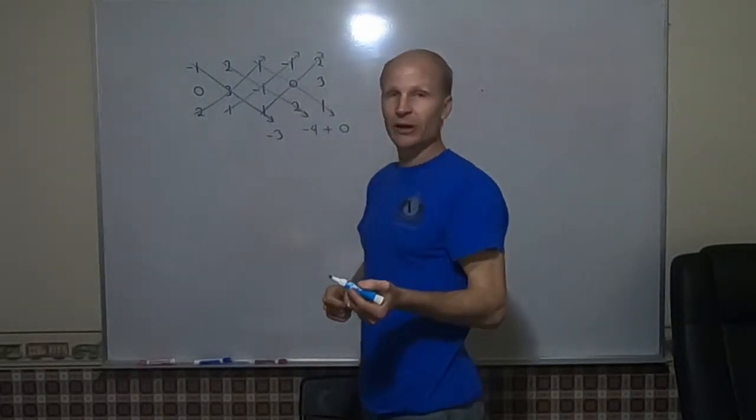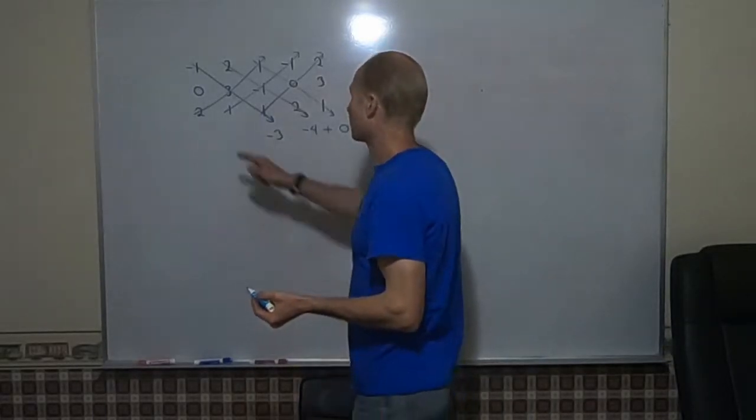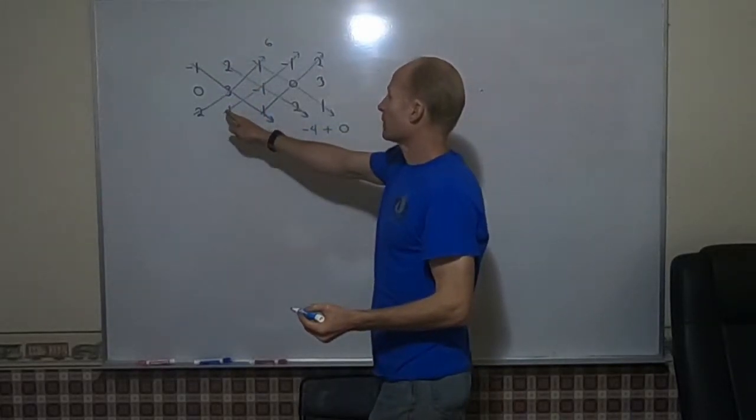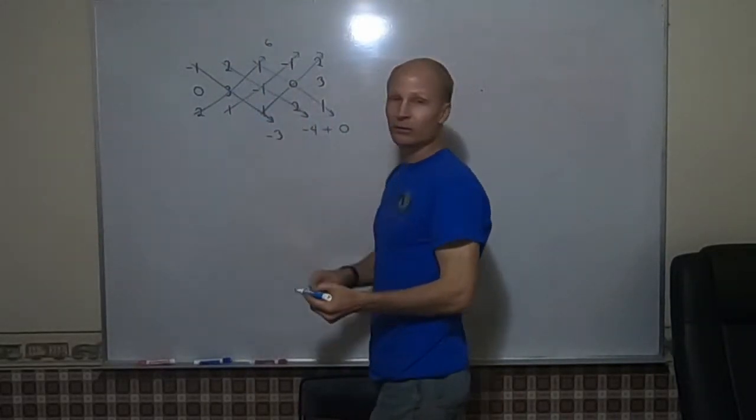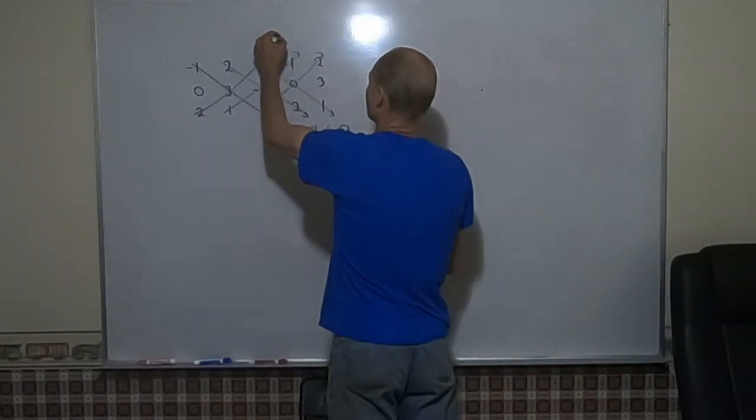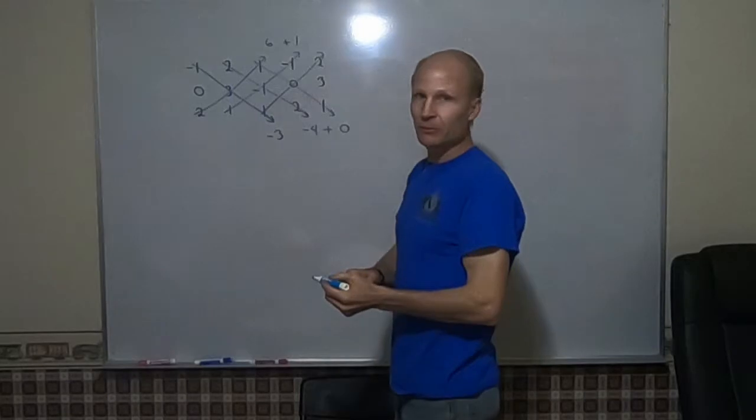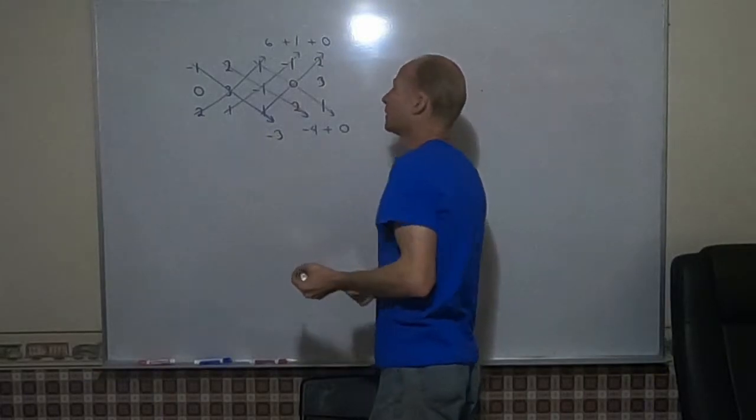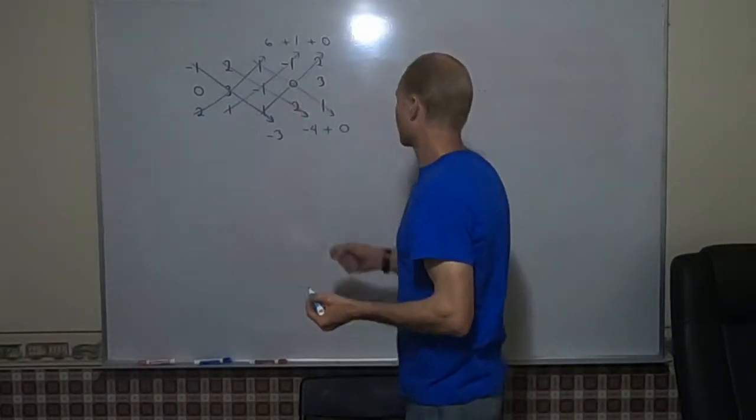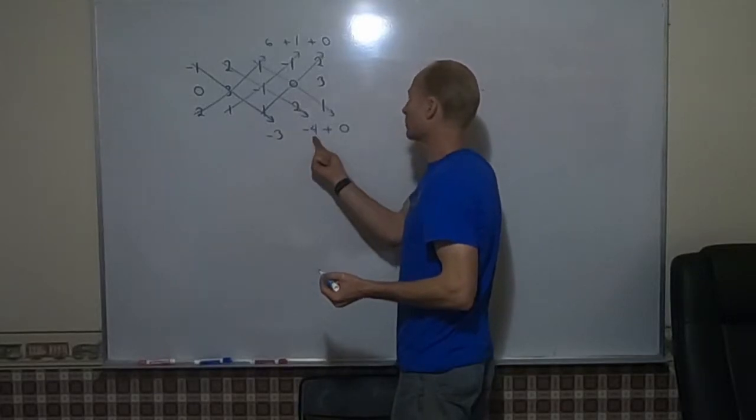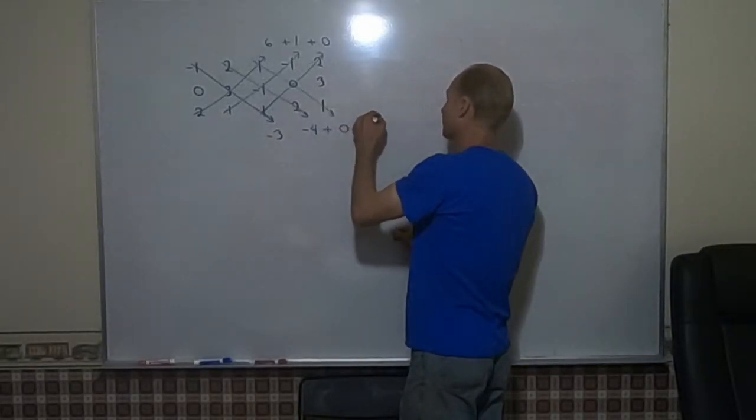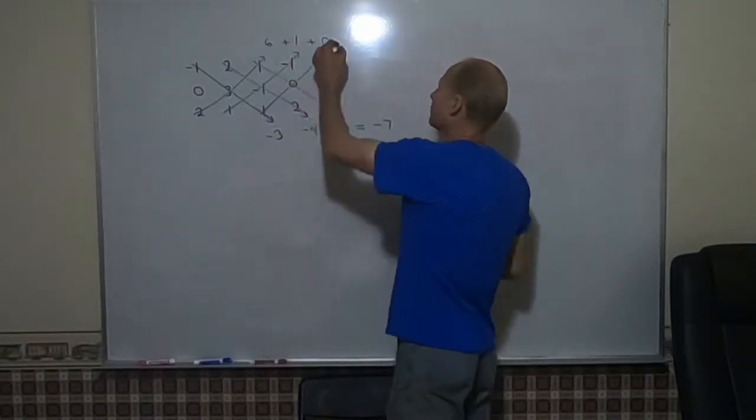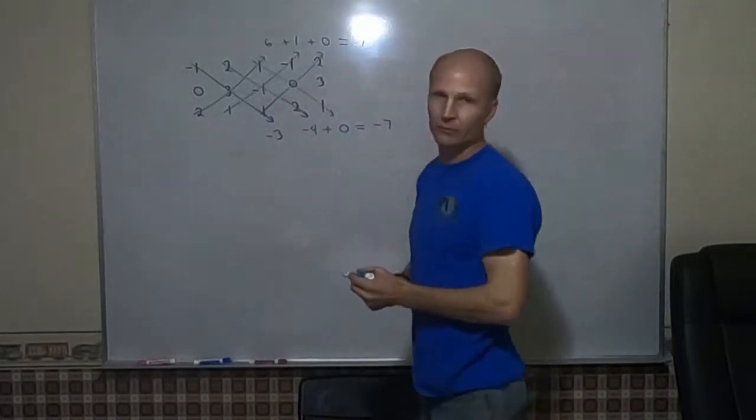Now let's multiply along the upward facing diagonals. Here we have 2 times 3 times 1, which is 6. We have 1 times negative 1 times negative 1, which is positive 1. And finally, 1 times 0 times 2, which is 0. Now, add your results. Negative 3 plus negative 4 plus 0 is negative 7. Up here, 6 plus 1 plus 0 is positive 7.